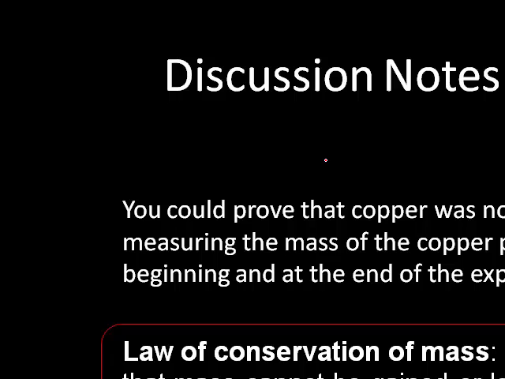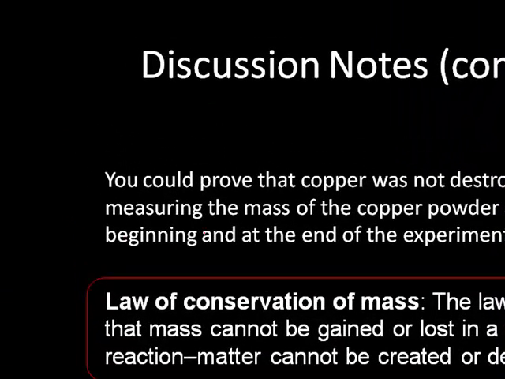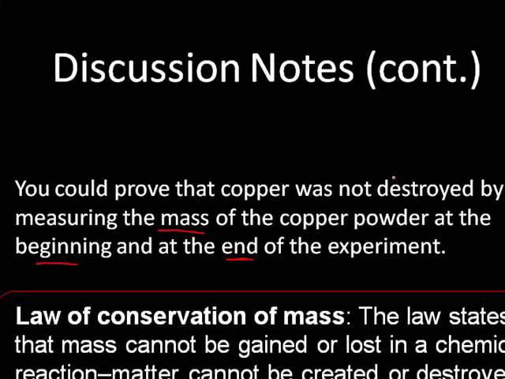From this activity, we could prove that copper was not destroyed by measuring the mass of the copper powder at the beginning and the end of the experiment. So we can look at the masses we had at the beginning of the experiment, and we can look at the mass at the end of the experiment. This would show that copper was not destroyed. However, this doesn't prove what's called the law of conservation of mass. This law is the law that states that mass cannot be gained or lost in a chemical reaction. Matter cannot be created or destroyed.